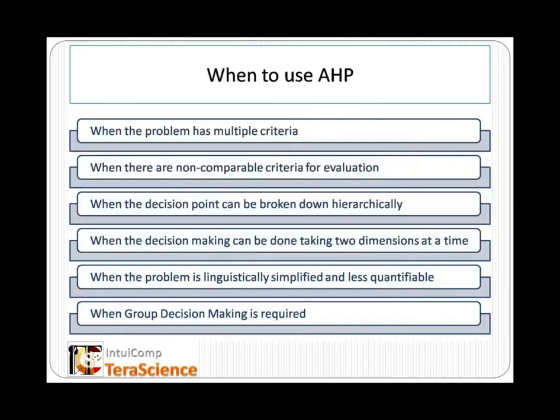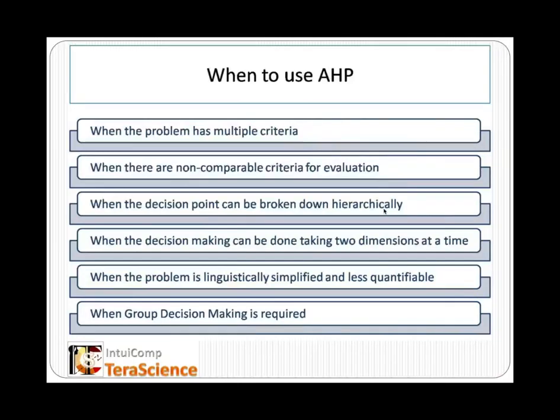When do we know that we need to use AHP? The first thing is the problem should have multiple criteria or features. That is for sure, because AHP is an MCDM approach. And then when there are non-comparable criteria for evaluation, all of these features cannot be compared. For example, if I'm talking about a mobile phone, the price and the storage space cannot be compared. So that is an important criteria for evaluation. And when the decision point can be broken down hierarchically, this is extremely important.